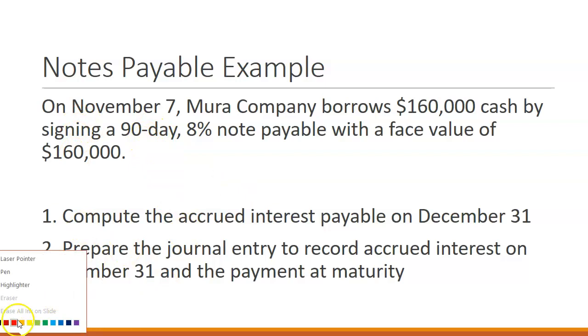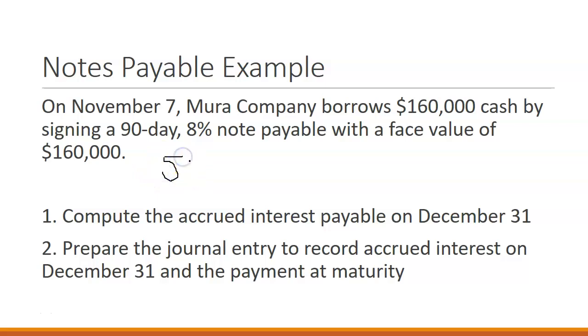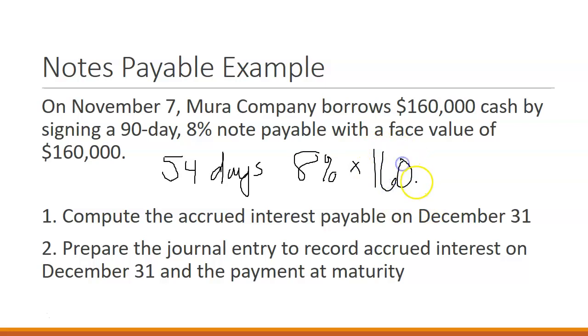So if we take 54 days, forgive my handwriting on this, 54 days, and we want to calculate interest on that 54 days. We would take our 8% rate times the $160,000 loan. Okay, this is almost better than I do on the whiteboard sometimes, right? Times our time, which is 54 days.